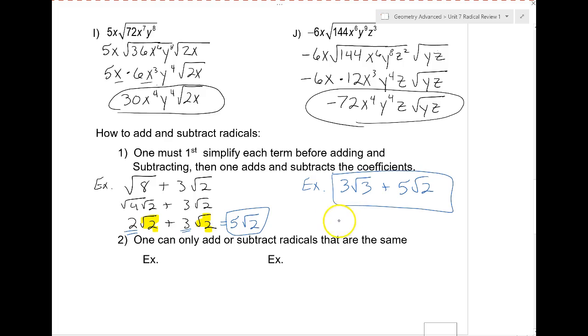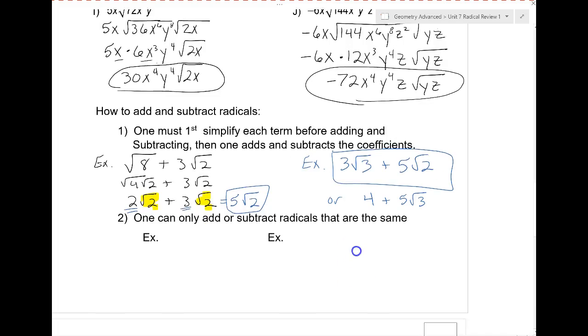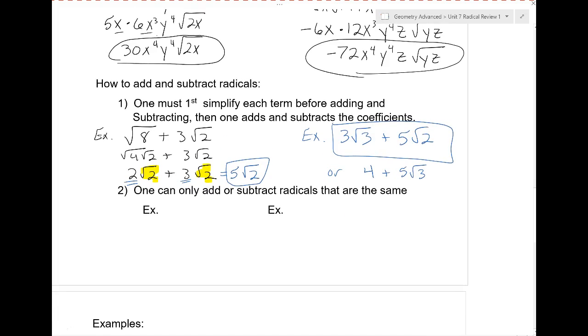You can't add, okay? If you had something like this, if you had 4 plus, let's say 5 root 3, you can't add those because 4 does not have a root 3 after it. They're not like terms, so I can't simplify any further. All right, so on example 2, it says you can only add or subtract radicals that are the same. So actually, I've been really kind of doing that already in the first one. Let's have a little bit of fun here.